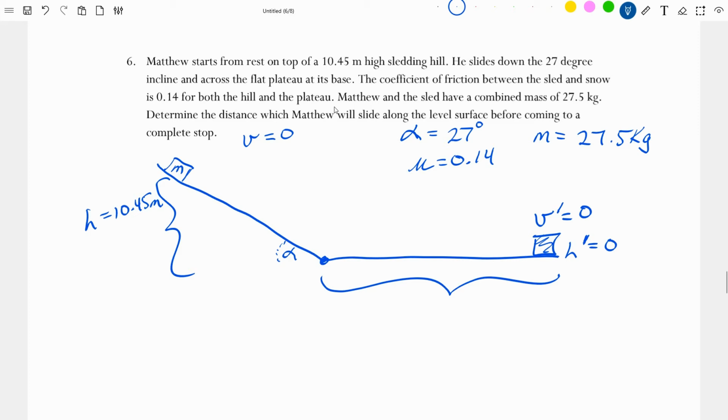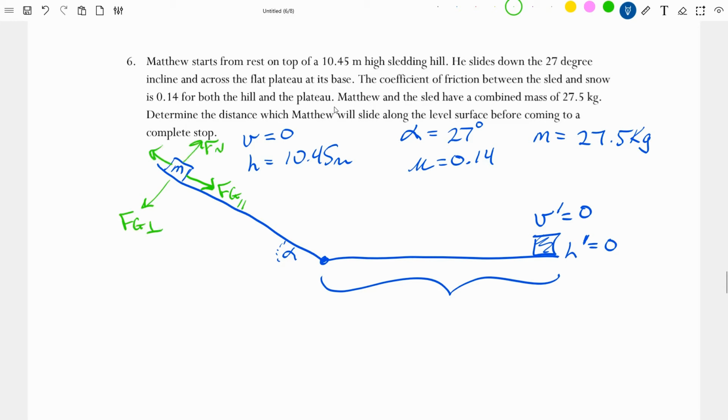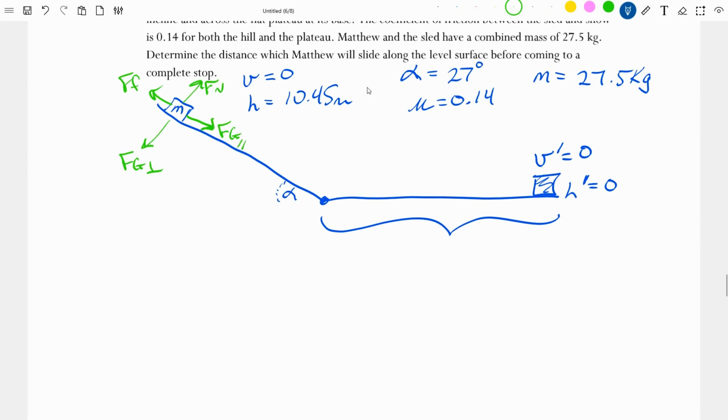But you know what? Rather than get ahead of myself, let's let this happen more organically. I'm going to give myself a little bit of extra space there, because I'm thinking of adding to the diagram right away. So I'll just put it here. Height equal to 10.45 meters. Okay, so while he's on the incline, there is very much a force of gravity parallel component. There's a force of gravity perpendicular component. There's a normal force, and there is a force of friction. In this case, it would be a kinetic friction because the toboggan is just sliding.